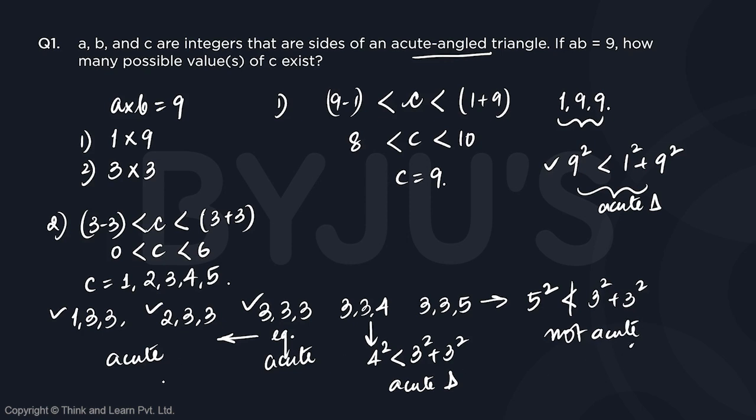So we get a total of 1, 2, 3, 4 and 5. So there are going to be 5 such triangles that satisfy the conditions over here. So the answer is going to be 5.